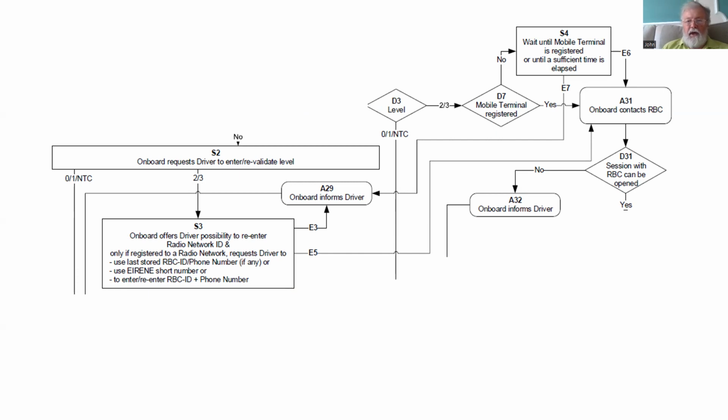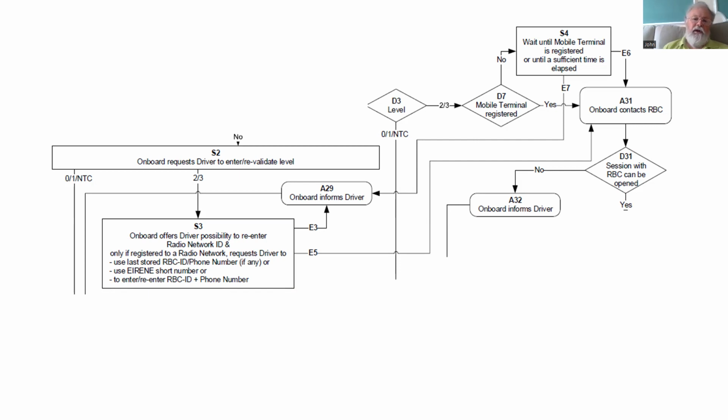So we now have a process where if the driver needs to re-enter the level, they will be asked to enter the level and then also confirm, if it's a level 2/3 area, the radio network that they wish the train to connect to, and the RBC that should be used.